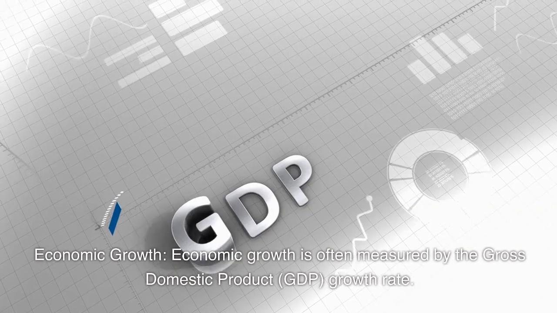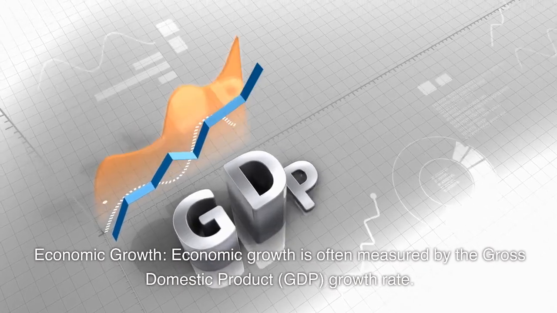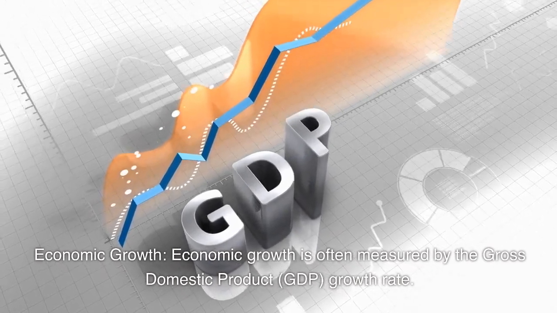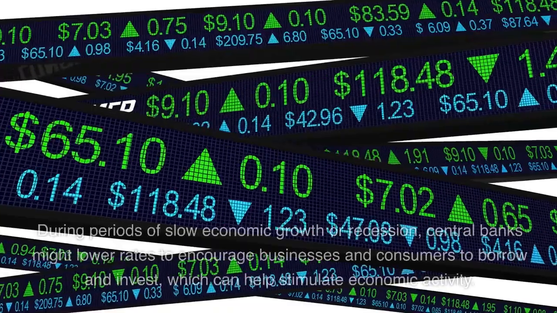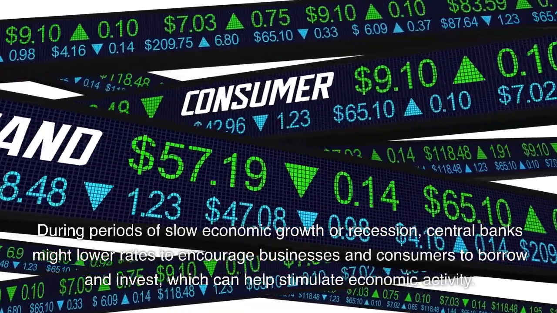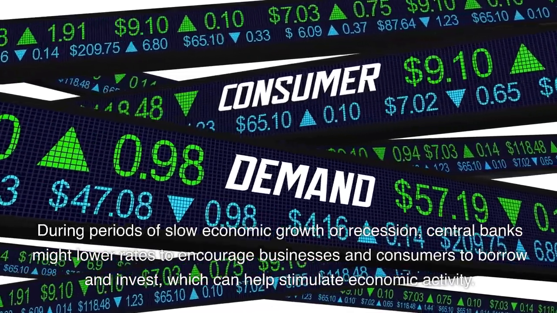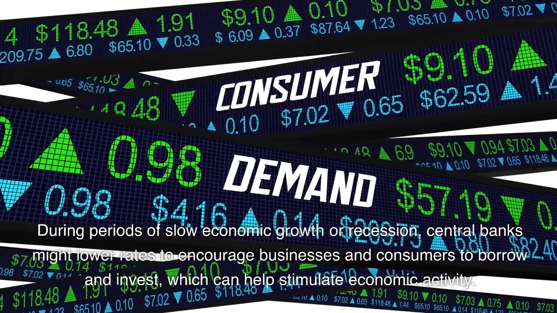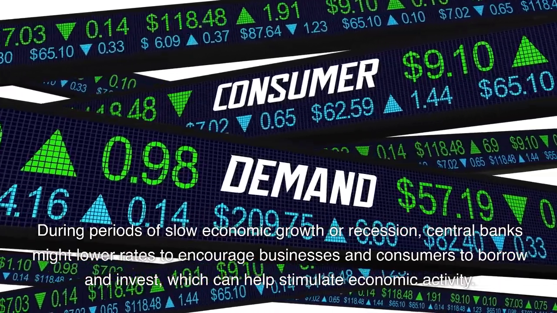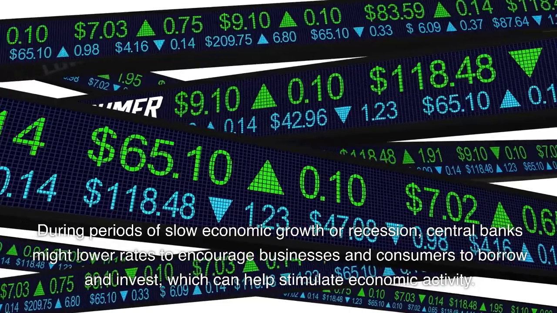Economic growth. Economic growth is often measured by the gross domestic product, GDP, growth rate. During periods of slow economic growth or recession, central banks might lower rates to encourage businesses and consumers to borrow and invest, which can help stimulate economic activity.